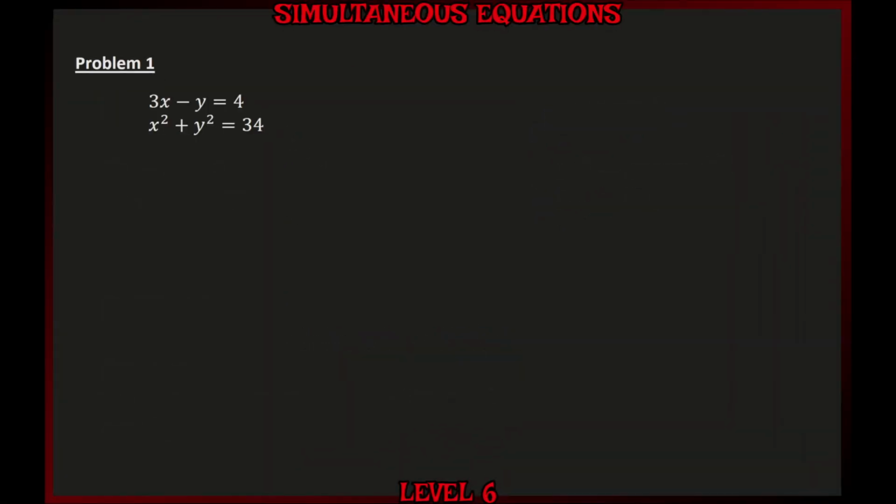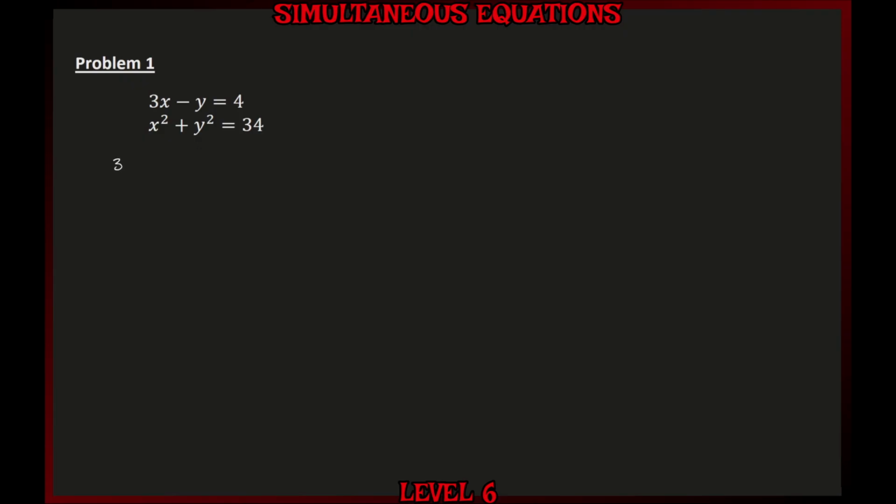In problem 1, we're solving 3x minus y equals 4 and x squared plus y squared equals 34. Now, since we have a linear and a non-linear equation here, we need to solve these by substitution. And the way that we'd normally do this is to substitute the linear into the non-linear equation. Now here, the linear equation is not written with y or x as a subject, and so we need to start by doing that first.